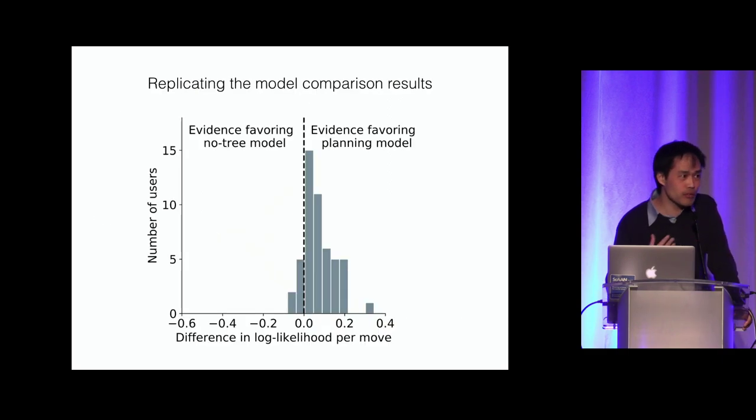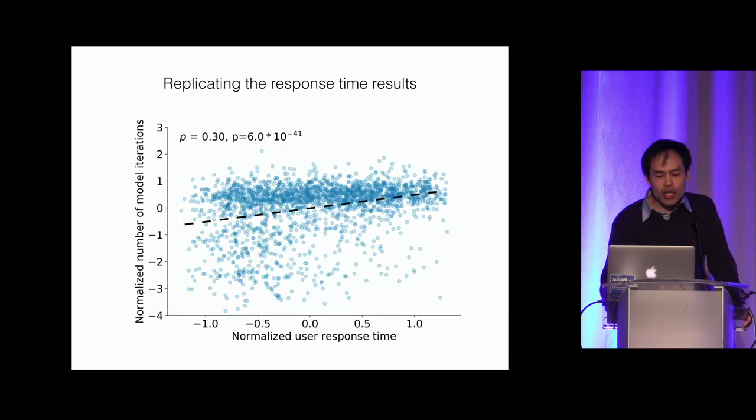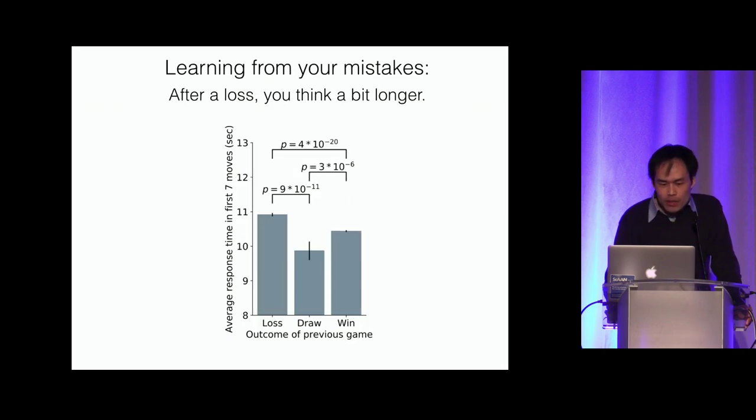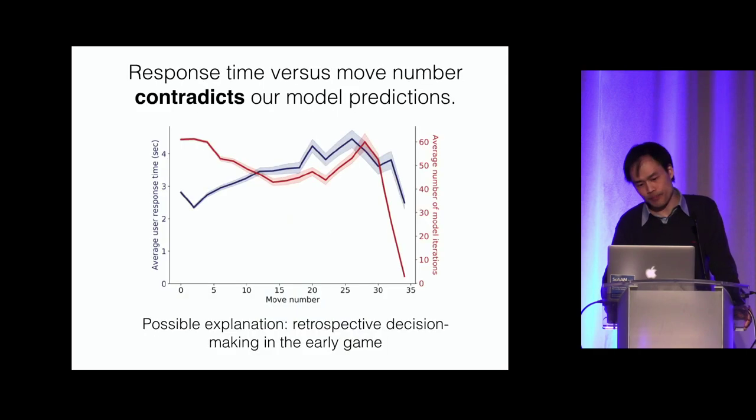So part of what we did is replicate the lab results. We found evidence favoring the planning model. We replicated the response time correlation, but we also found some new things. It turns out that after a loss, you change your opening move a little bit more often. So that's a very basic reinforcement learning type mechanism: you learn from your mistakes. After a loss, you think a little bit longer. Maybe you're reevaluating your policy.